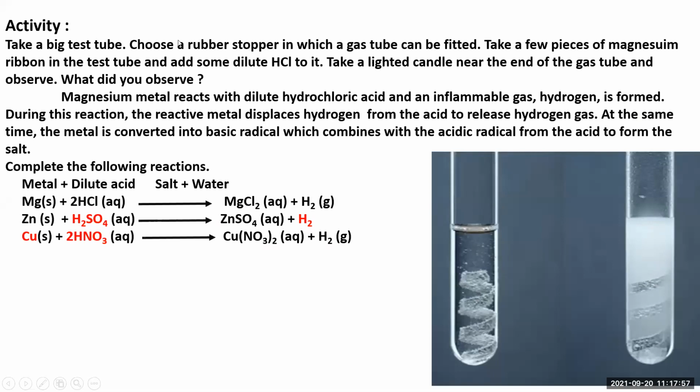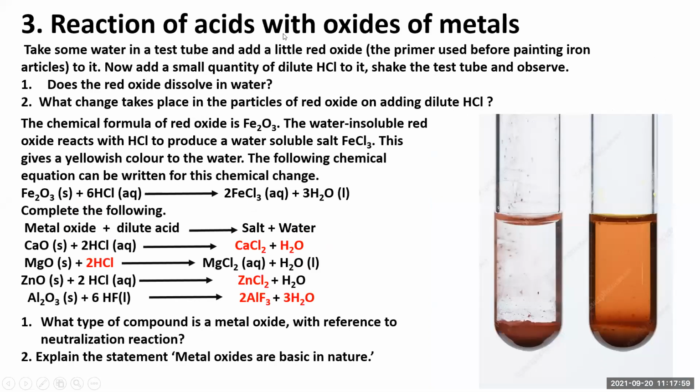Another reaction we saw is acid with oxides of metal. To understand this, we had taken the example of ferrous oxide and HCl. Earlier, when ferrous oxide is mixed with water, no reaction takes place. But when we add a few drops of HCl acid to it, the ferrous oxide disappears into the solution. In this way, the reaction occurs.